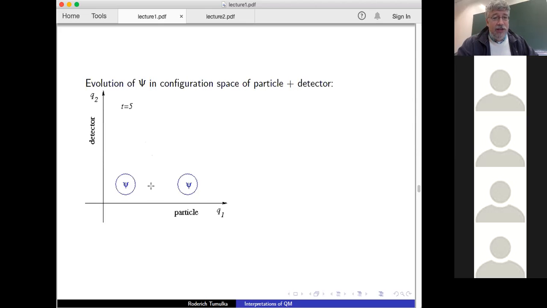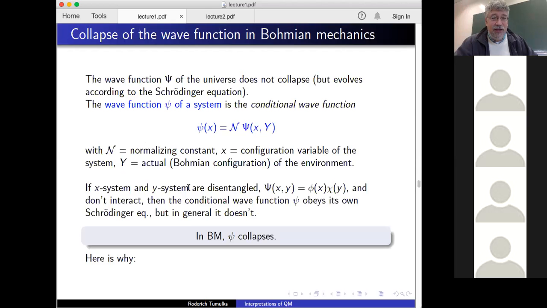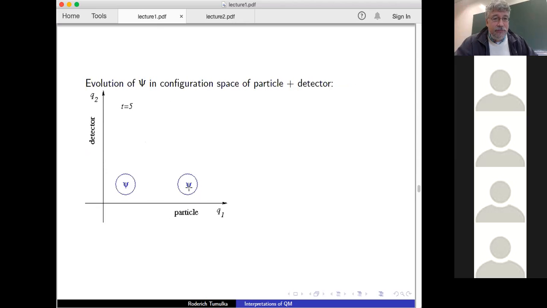Okay, so the configuration, let's say if these two packets have equal size, then there's a 50-50 probability of the actual configuration being in the left packet or being in the right packet. Now, when you think about it some more, try to analyze the situation, what happens is that the Bohmian configuration will actually follow the wave packet.